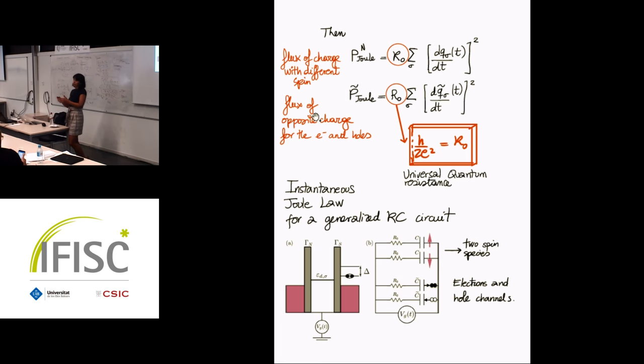Okay. Different spins. So then you have electron and electron and hole and hole. I see. So it's different. Okay. But the resistance is the same for both. The resistance is the same. Yes. I see. Thank you.